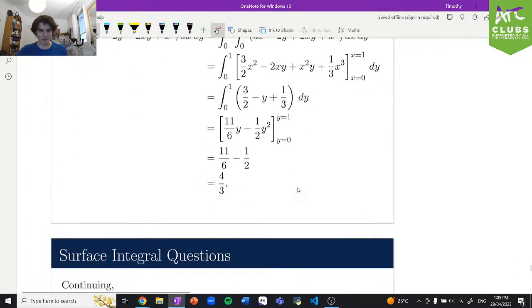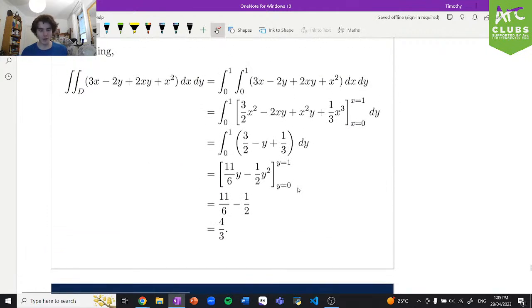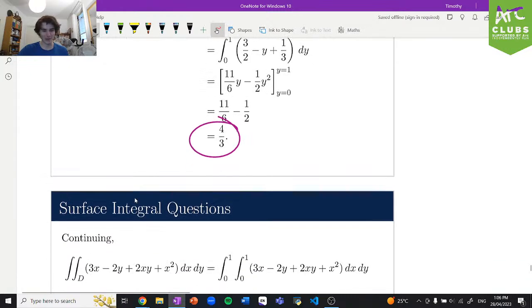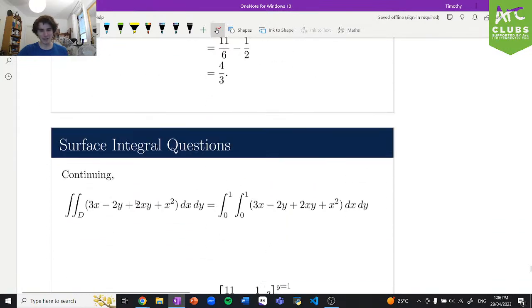Which is very cool. Now that you've got your double integral, you can just evaluate it, because remember x and y are varying between 0 and 1. You can sub in all of your different components, which is very fun, and it ends up giving you 4 on 3, which is very cool.